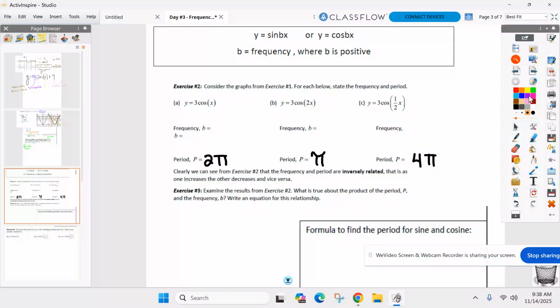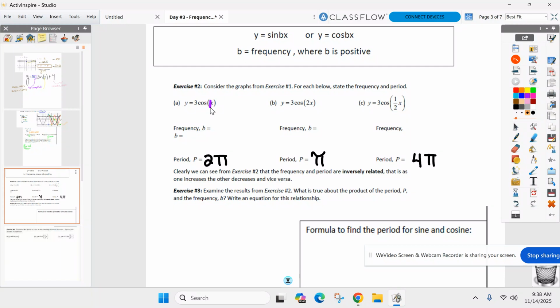All right, let's start talking about this number next to the x now. Nothing's written there, but what's really there next to the x in this one? A 1, right? There's a 1 there. There's a 2 here, and there's a 1/2. Does everybody see the smaller that number got? What happened to our period? The bigger it got, right? So from 1 to 1/2, it went from 2 pi to 4 pi.